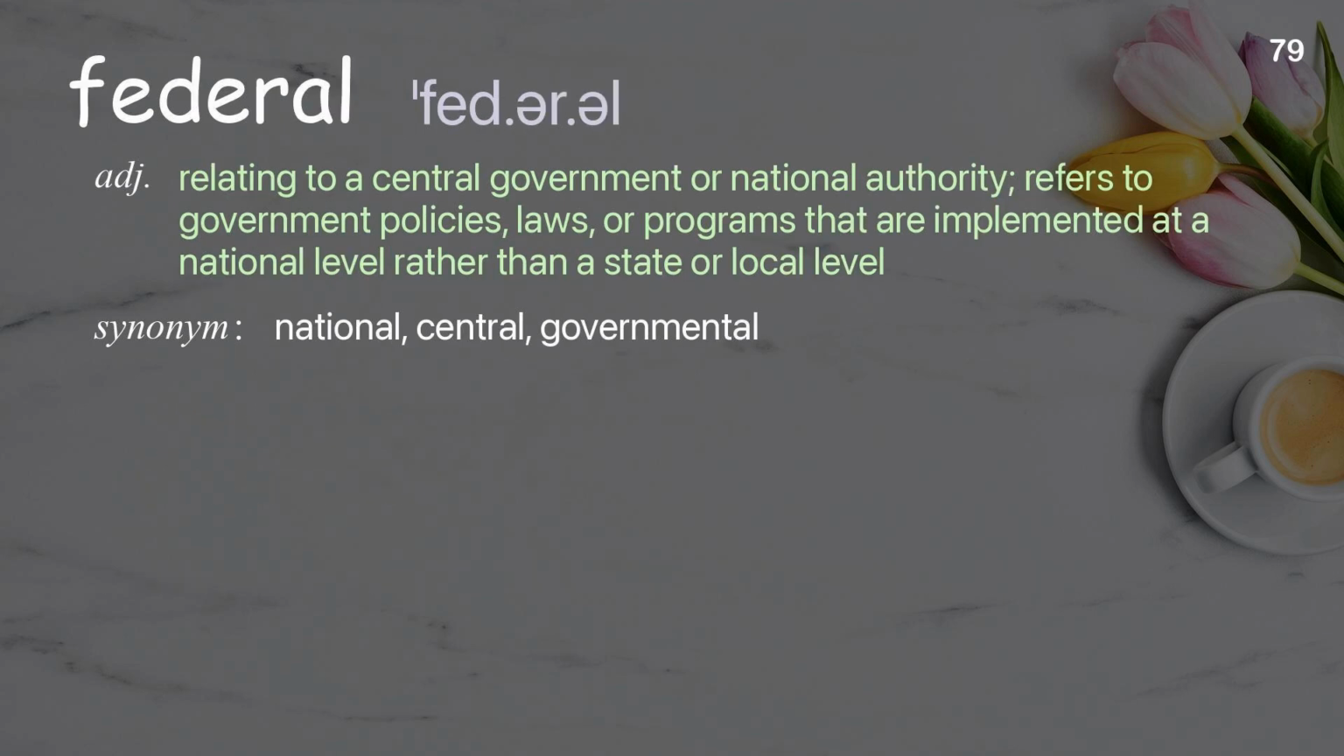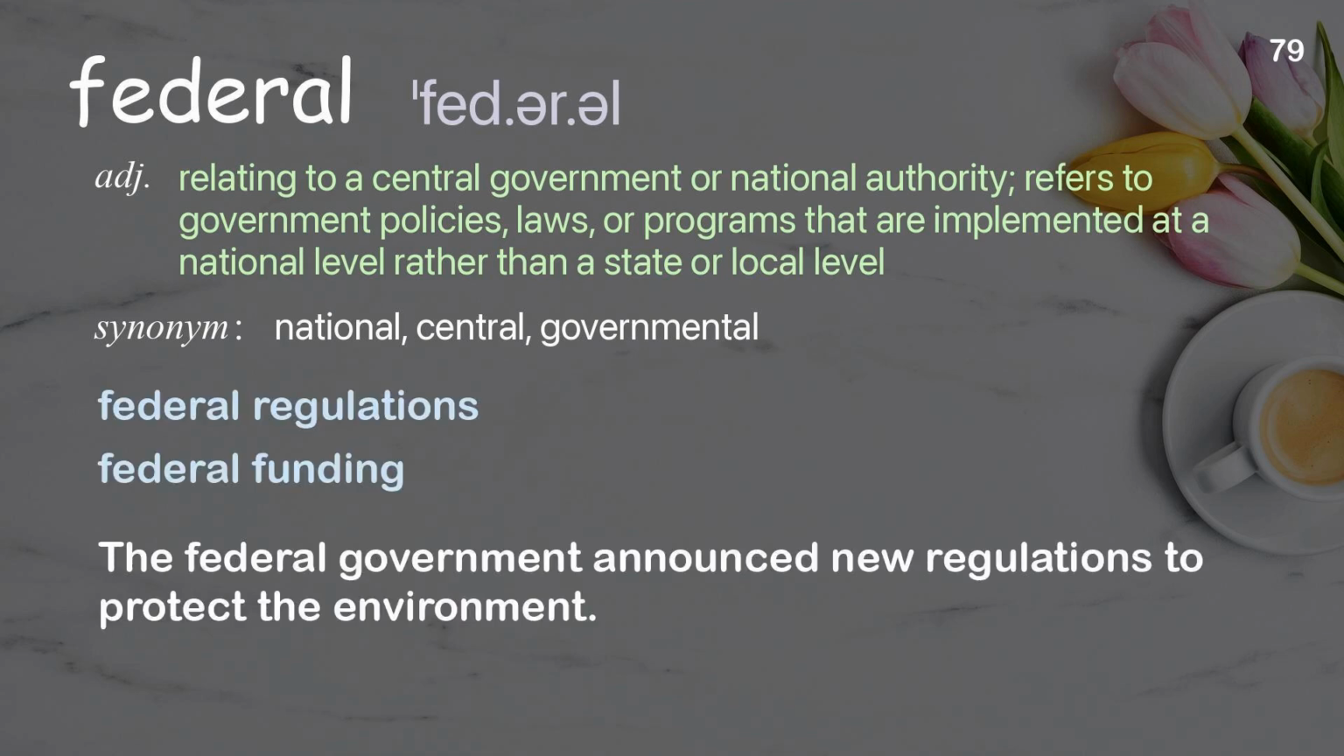Federal. Relating to a central government or national authority; refers to government policies, laws, or programs that are implemented at a national level rather than a state or local level. Examples: federal regulations, federal funding. The federal government announced new regulations to protect the environment.